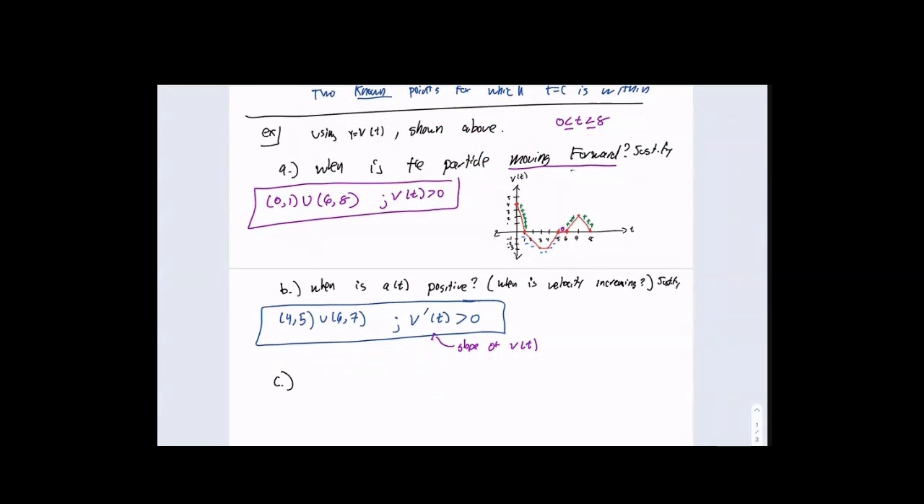C. When is the particle at rest for more than an instant?